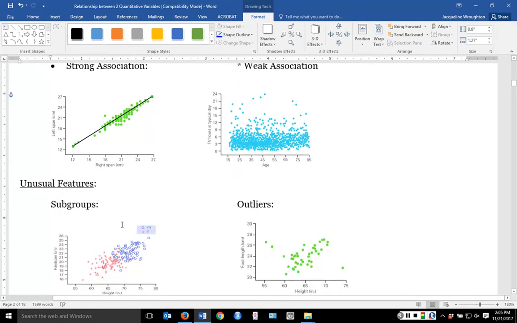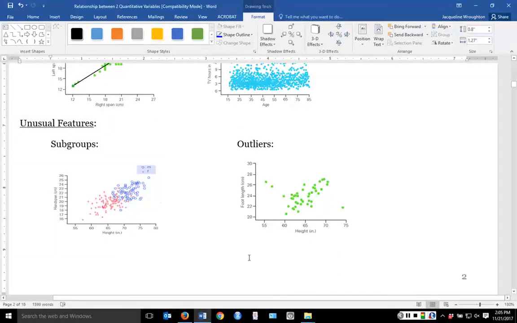Alright, finally we're talking about unusual features that are on here. We'll start with the one on the right, because that's something we're used to having seen before, the idea of outliers. If I look at the overall trend, it looks like there's a positive relationship, but there's a couple of points up here and a point here that just don't seem to fit the rest of that pattern. So I probably consider these and that one to be outliers.